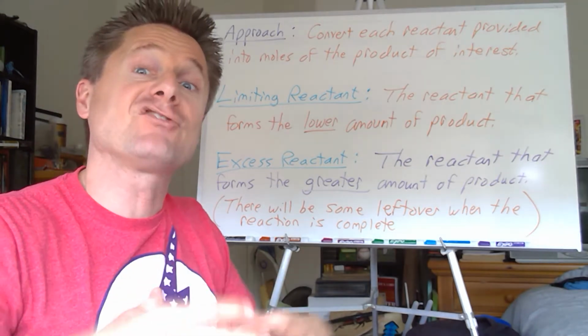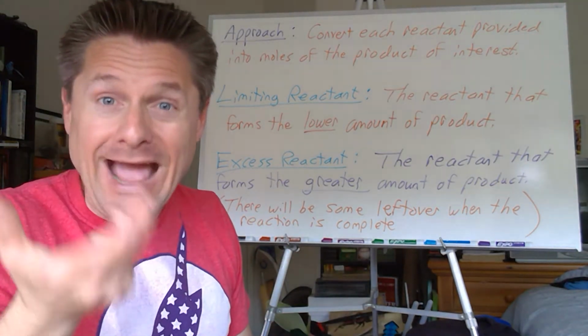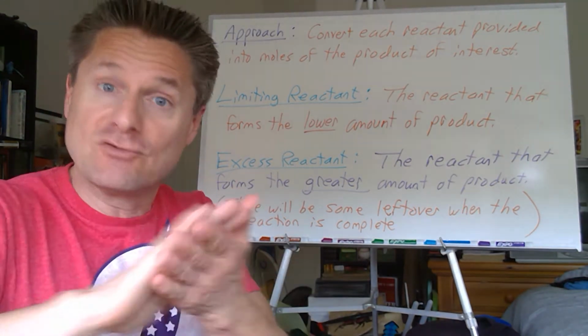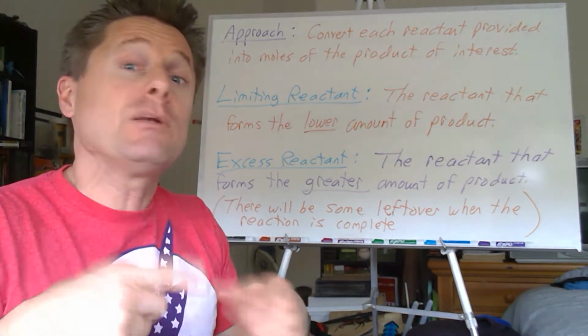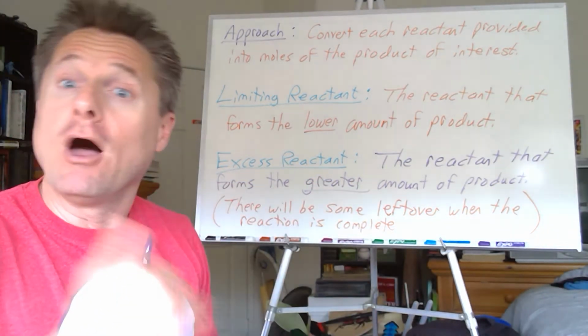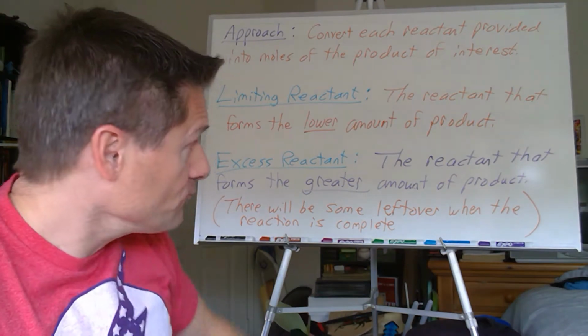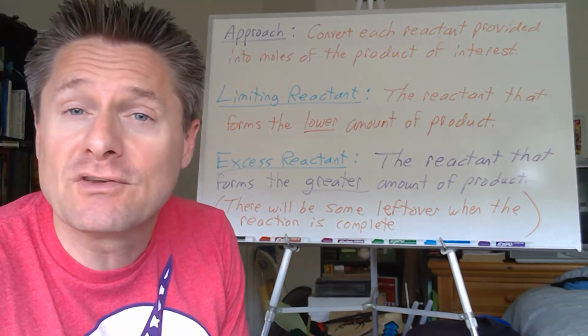So once that reaction stops and the reactant that runs out, the limiting reactant, is gone, boom, reaction's done. There's going to be some left over of the other reactant where you have too much of it. We can actually determine that amount using stoichiometry.